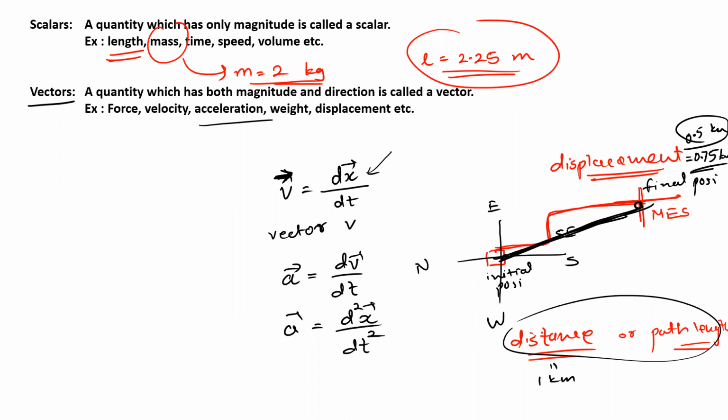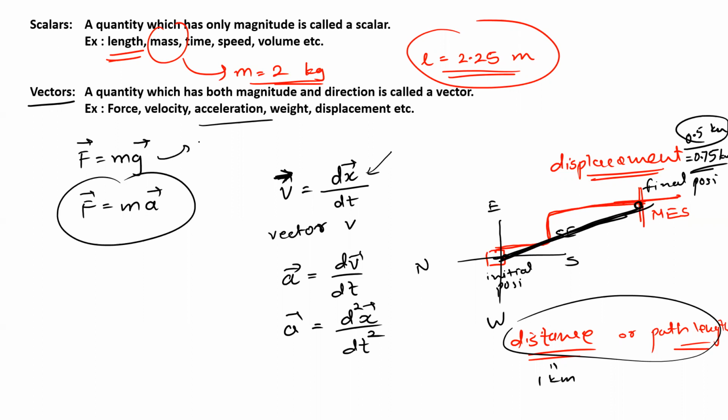Then weight is nothing but force. Weight is nothing but force, mg. And force is a vector quantity, that is ma. Since acceleration is a vector quantity, force F is equal to mass into acceleration, which is a vector quantity. Even here, g is the gravitational acceleration. So F is equal to mg. This is nothing but the weight formula, weight.